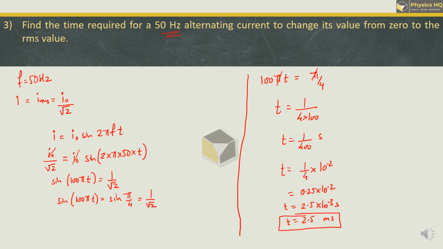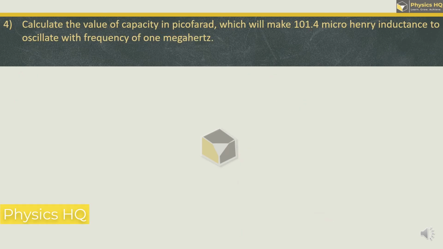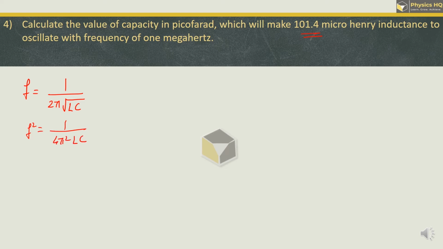Let us check out the next MCQ. Calculate the value of capacity in picofarad which will make 101.4 microhenry inductance to oscillate with frequency of 1 megahertz. The frequency of oscillation is given by the formula 1 upon 2 pi root of L into C. If we take square on both the sides, we will have 1 upon 4 pi square LC. We are supposed to find the value of C. So let us take it on the one side. So we are left with 4 pi square L into F square.